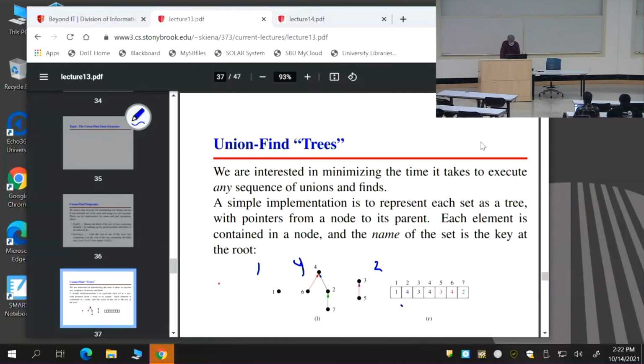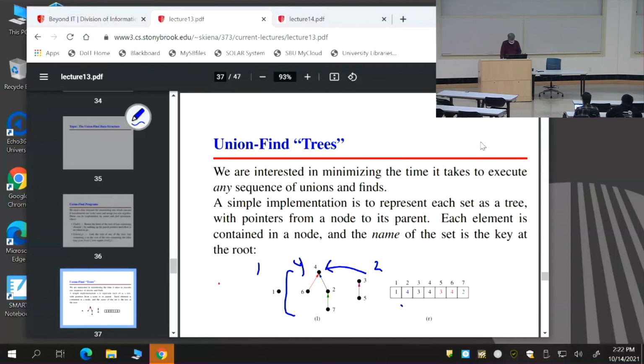What if I always have the smaller one point to the bigger one? Does everybody see that? The height of the bigger one is never going to change, right? What is the only time when the height of the biggest tree is going to change with such a merger?